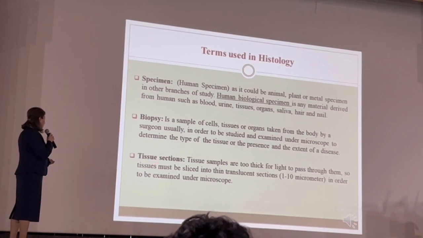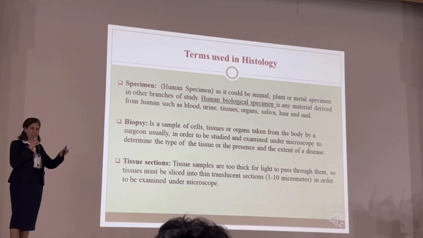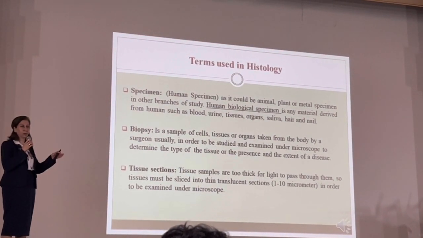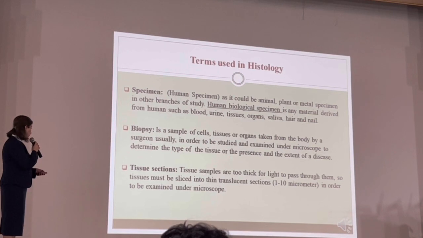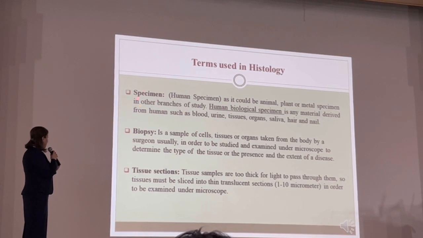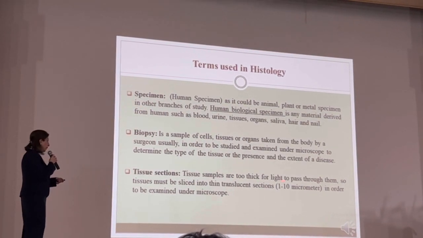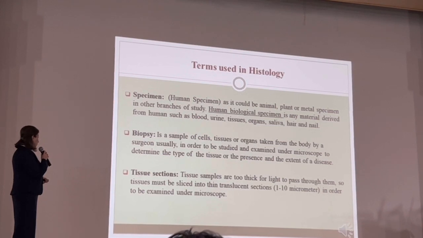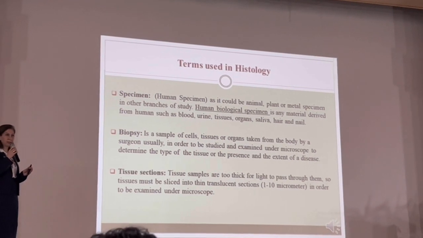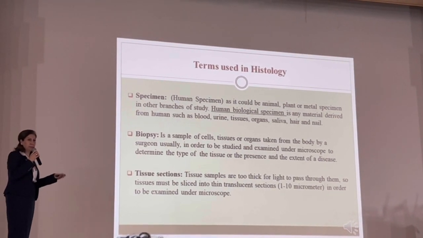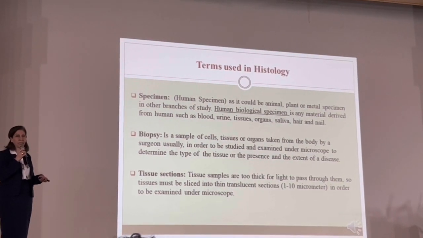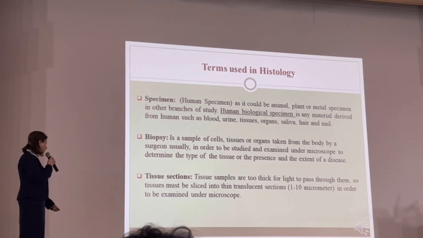Regarding tissue sections, section means cutting. So you section the tissue into smaller, thin parts to be examined. The tissue samples that we take, in the form of a specimen or a biopsy, are too thick for light to pass through. So tissues must be sliced into thin translucent sections, about 1 to 10 micrometers in thickness, in order for the light to be able to pass through the section and later be examined under the light microscope.